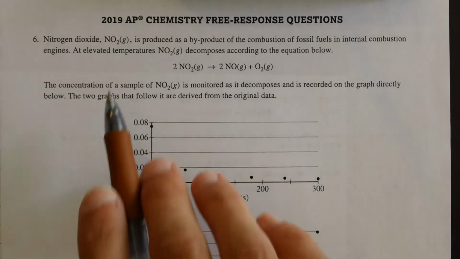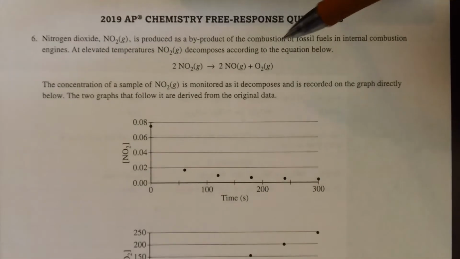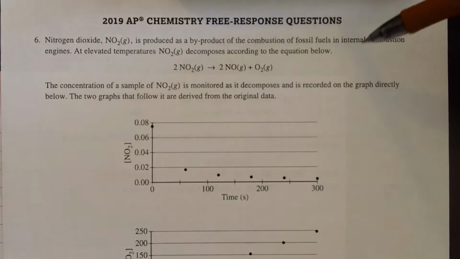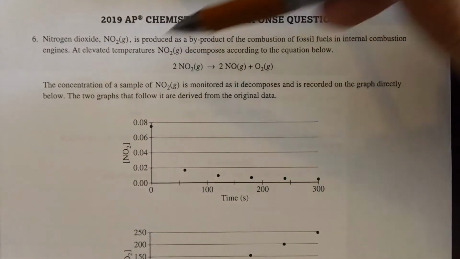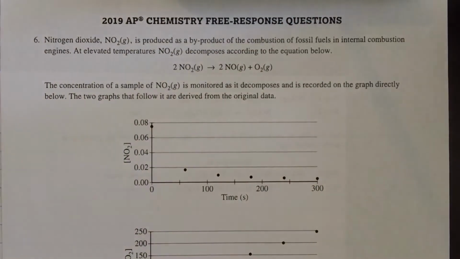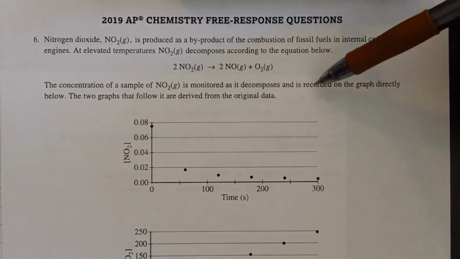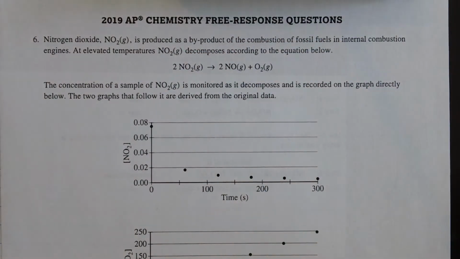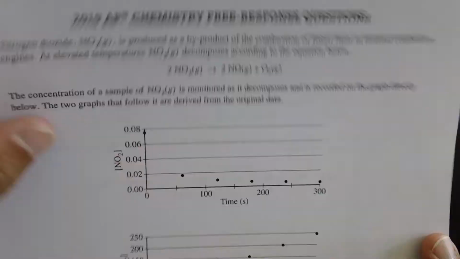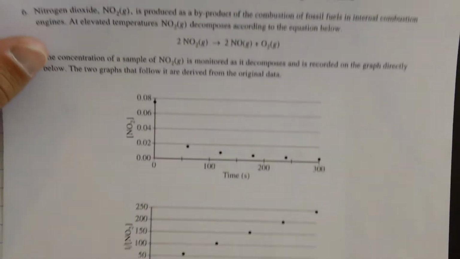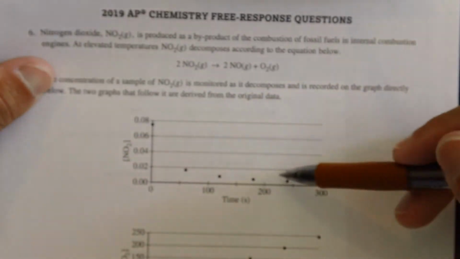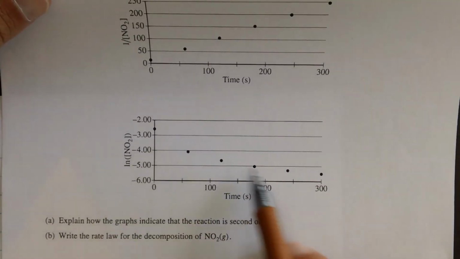talks a couple mechanisms. So nitrogen dioxide, NO2, is produced as a byproduct of combustion of fossil fuels, wonderful. At elevated temperatures, it decomposes, it gives you a reaction. The concentration of the sample is monitored as it decomposes and recorded on the graph below. So we've got graphs, 3 of them. They look like that on this page. This one, exponential. You've got some kind of asymptote graph. This one, linear. This one, some kind of curve there.